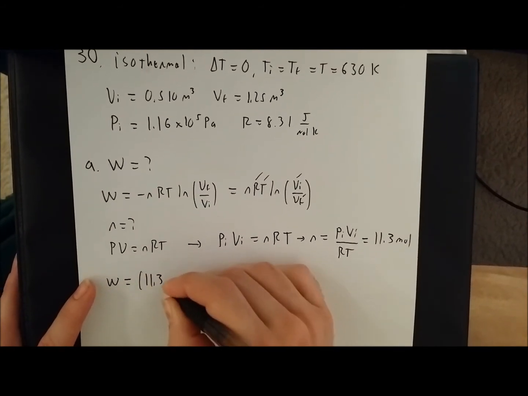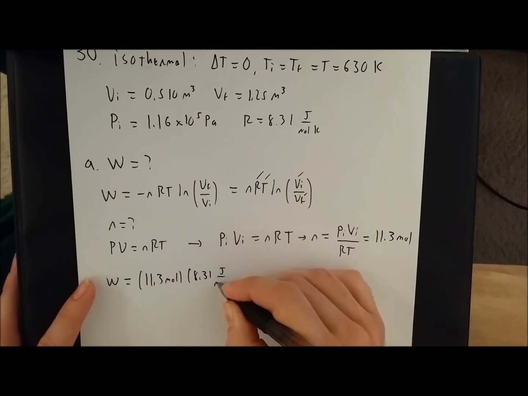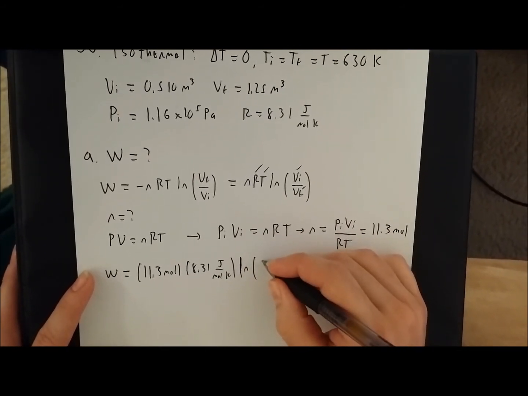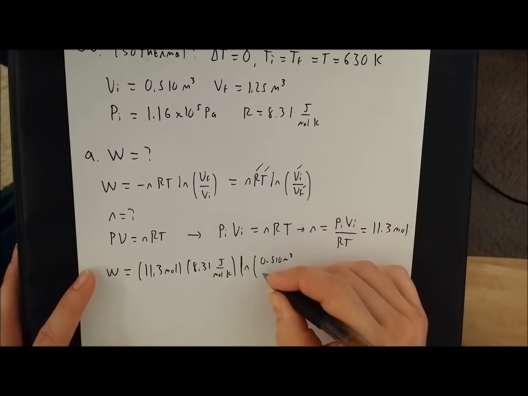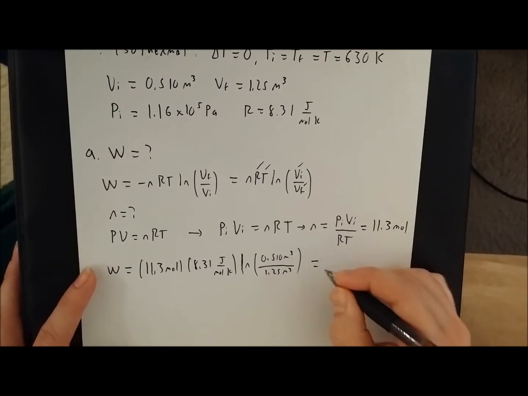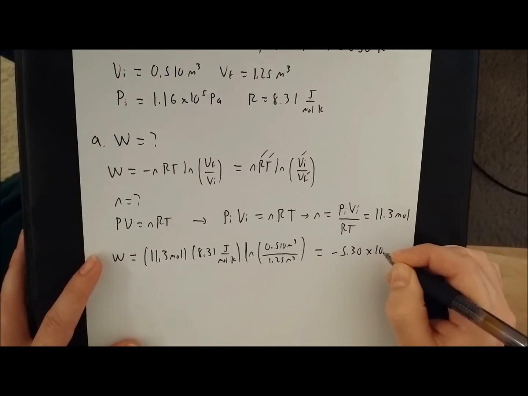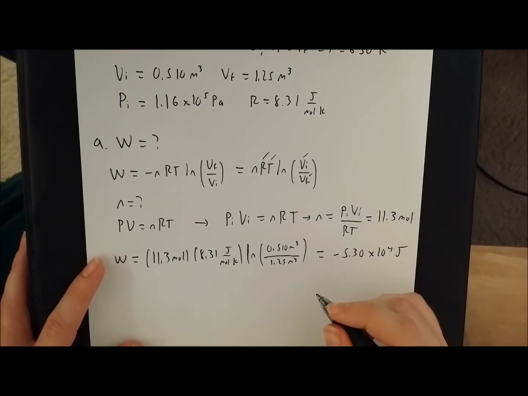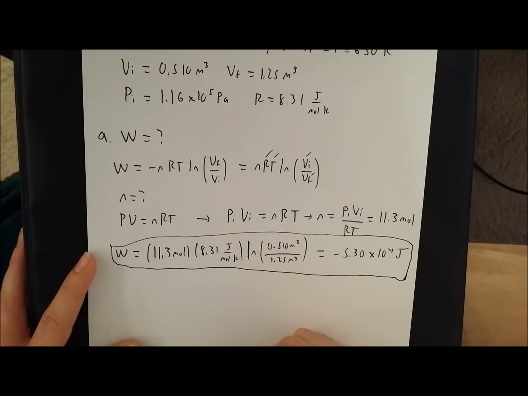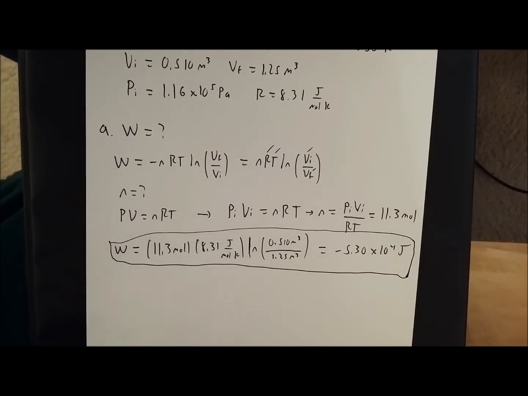So work is equal to 11.3 moles times the ideal gas constant times the natural log of V initial divided by V final. So we plug in the numbers here. We get the work is equal to minus 5.30 times 10 to the 4 joules. So that is the work done on the gas. And that makes sense, right? Because the gas is expanding, the work done on the gas should be negative.